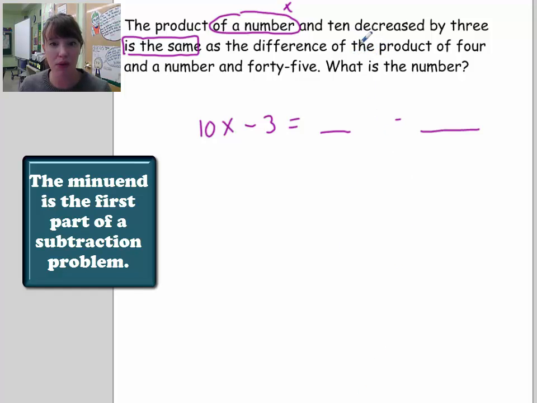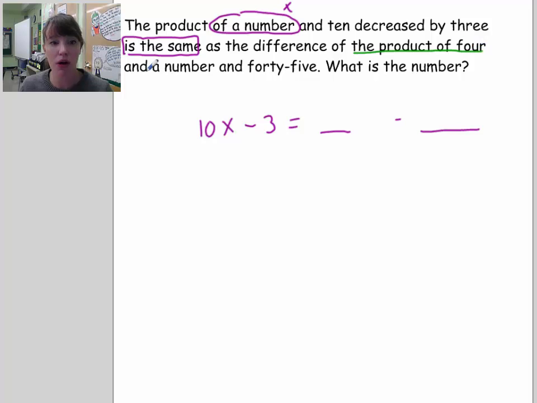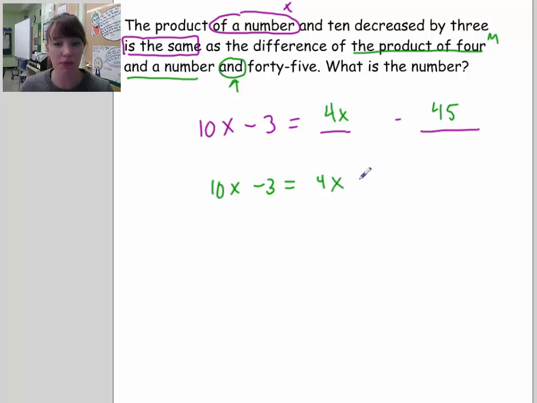So actually, let me put that in. The product of 4 and a number. So that's the minuend right here, or the first part of a subtraction problem. The product of 4 and a number, that's 4x. Okay. Now, it's the same number that was described in the first part of the equation here, so I can use x as the variable to represent that number. The difference of the product of 4 and a number and 45. "And" separates the minuend from the subtrahend. So here, I'm going to write this as 45. So the equation that I'm led to is this equation right here.